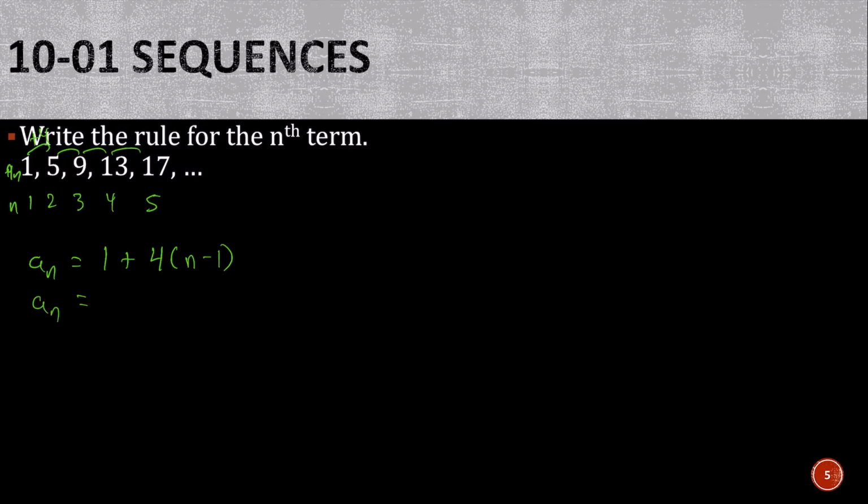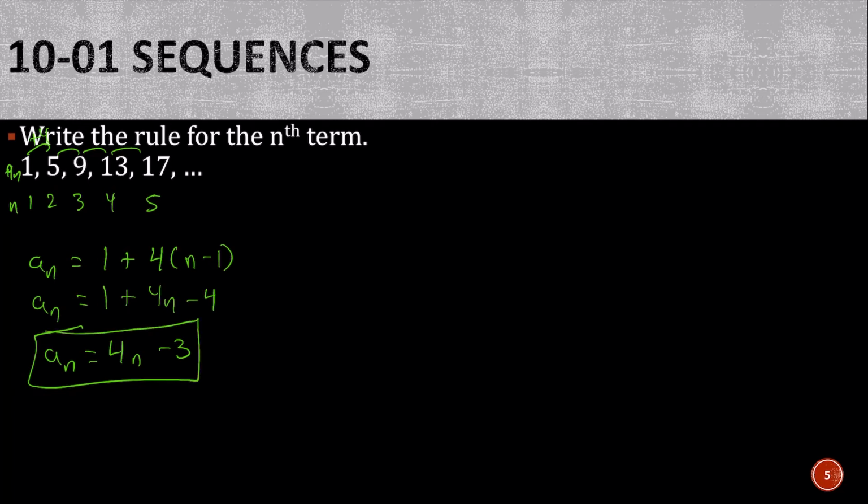So we'll call that n minus 1. So we started at the 1, and then we're adding some number of 4s, and the number of 4s is 1 less than whatever the n value is. Then we can just simplify. So it looks like it'll be 4n minus 3. Let's try another one.